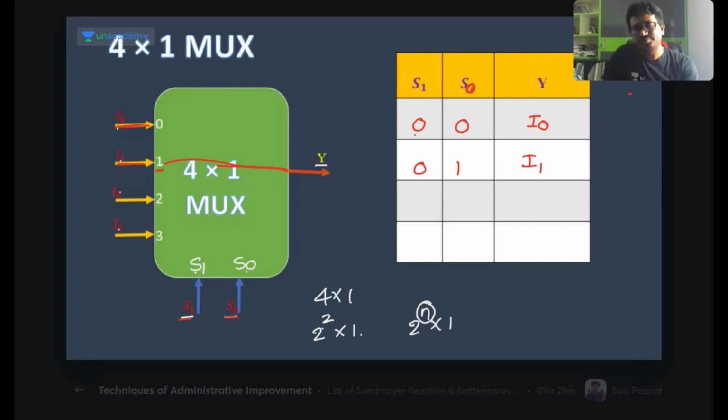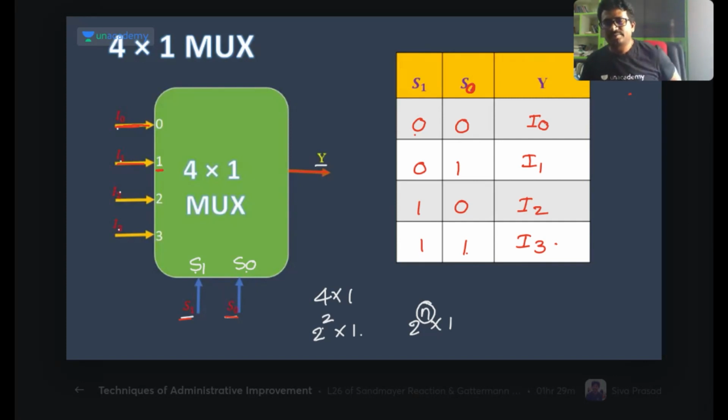Next, if I say this is 1, 0, then tell me what happens. What is the decimal equivalent of 1, 0? 2. So this I2 connection will be established here. Next, 1, 1, which is 3, will go here. That means I3 will go. All of you understood this working? Understood this working?